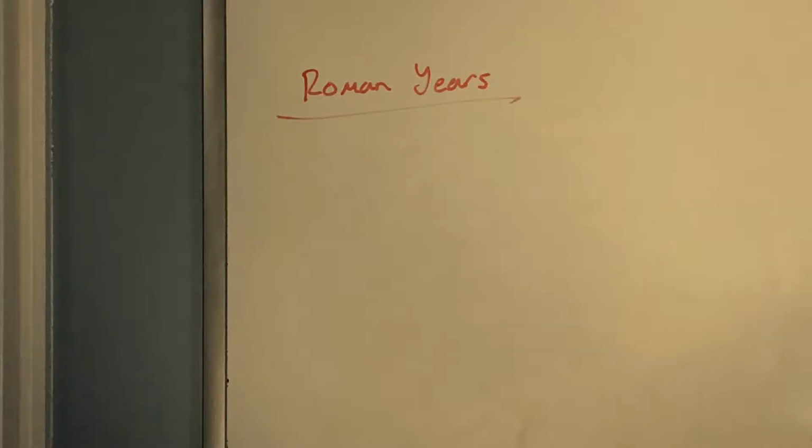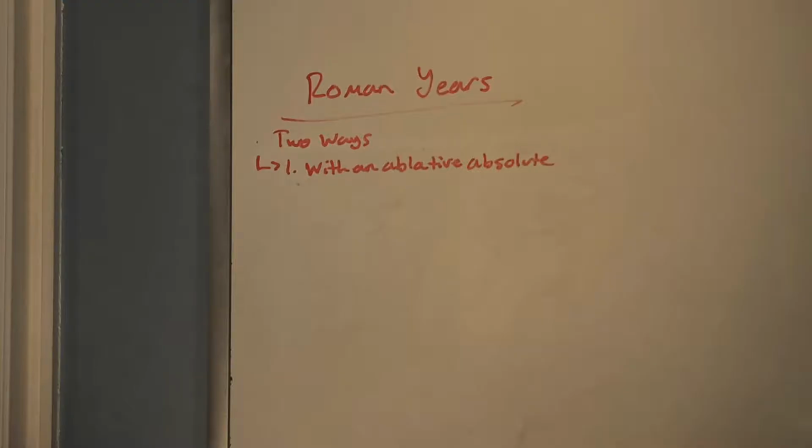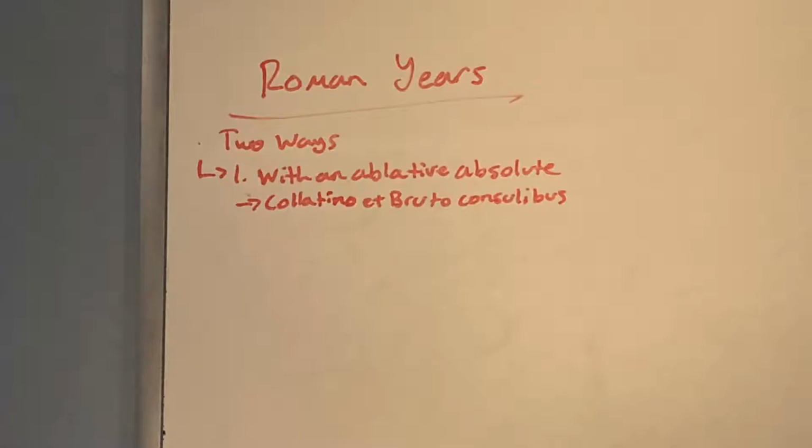As promised, here's how the Romans counted their years. They had 2 different methods. One, they would use an ablative absolute with the sentence, Collatinus et Bruto consulibus. This is saying, with Collatinus and Brutus as consul. This is the first year of the Republic, 509 BC.